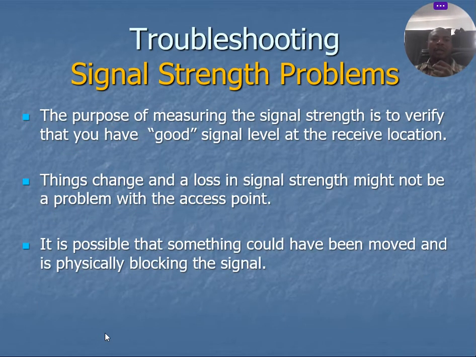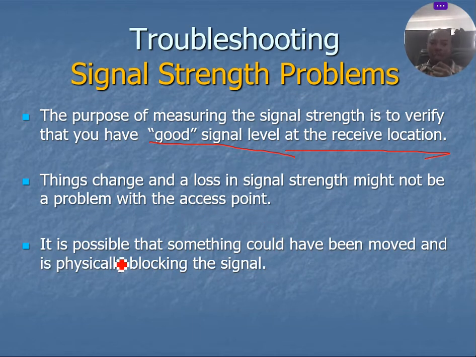Now, another troubleshooting issue is to look at signal strength problems, because we do normally have a problem emanating from the signal not being strong. Maybe initially it was strong, it was excellent, later it became just good or even weak signal. So we find out what are the problems that can cause this kind of issue. Now, the purpose of measuring the signal strength is to verify that you have a good signal level at the receiving location. You must have a good signal level, so you have to measure the signal strength constantly to verify that.